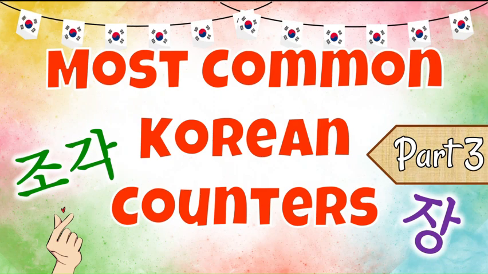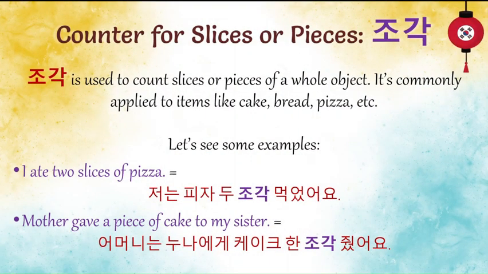Now, let's begin with this third part. So, here comes the first counter word of this video, and that is the counter for slices or pieces, and that is chogak. Chogak. Now, chogak is used to count slices or pieces of a whole object, and it's commonly applied to items like cake, bread, or pizza, right?